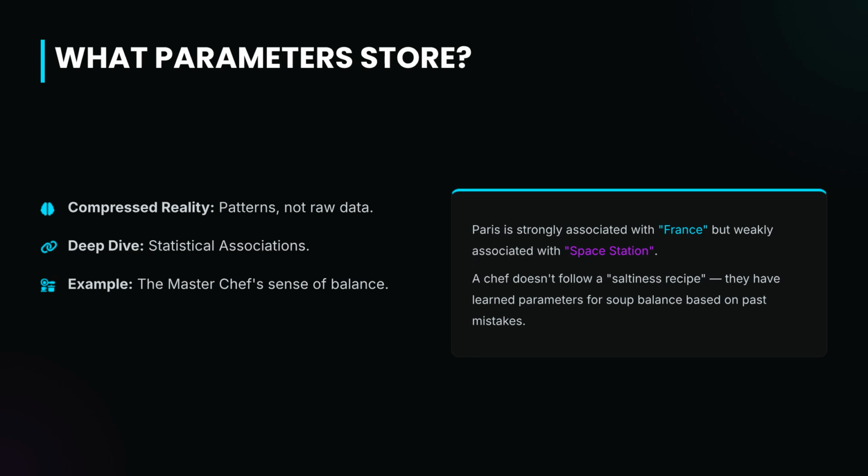What do parameters store? They store compressed reality, capturing patterns rather than raw data. They hold statistical associations. For example, Paris is strongly associated with France, but weakly associated with a space station. This is like a MasterChef sense of balance, learned from past mistakes.